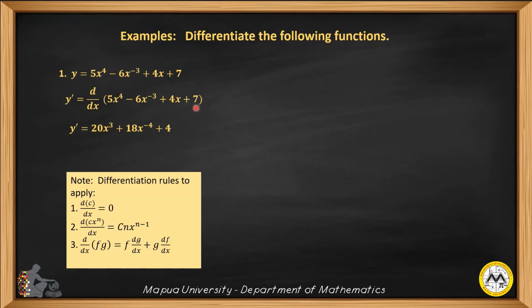So for our first example, the derivative of the given function y is 20x cubed plus 18x to the negative 4 plus 4.